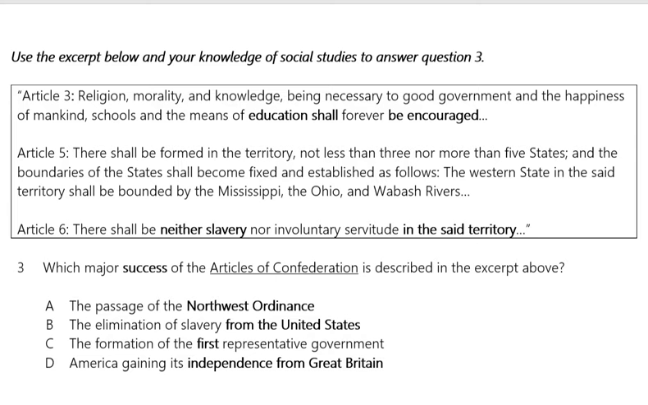Article 6. There shall be neither slavery nor involuntary servitude in the said territory. Here is the question. 3. Which major success of the Articles of Confederation is described in the excerpt above? A. The passage of the Northwest Ordinance. B. The elimination of slavery from the United States. C. The formation of first representative government. D. America gaining its independence from Great Britain. Pause the video for time to answer question number 3.